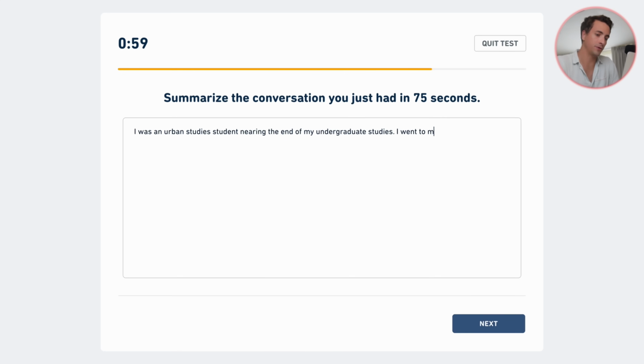I went to my professor to get his advice about applying for jobs, right? And here's a trick. Instead of saying applying for jobs, I'm going to use a synonym about entering the job market. That way I can get some more points, hopefully, about entering the job market, or entering a PhD program.